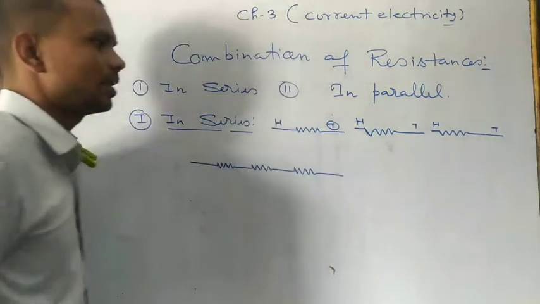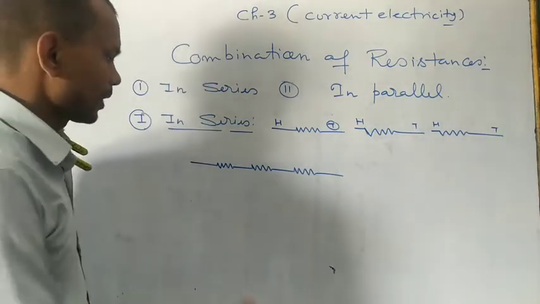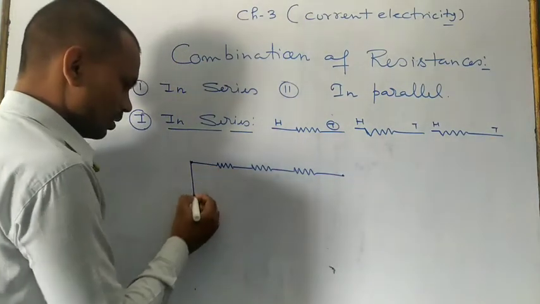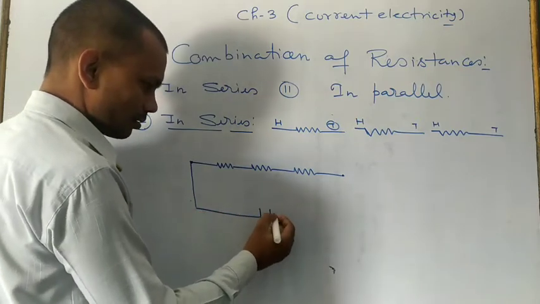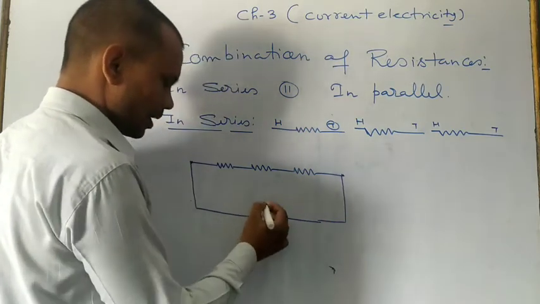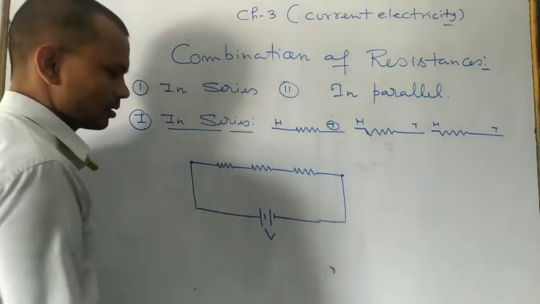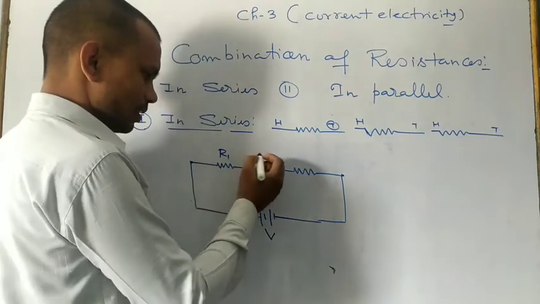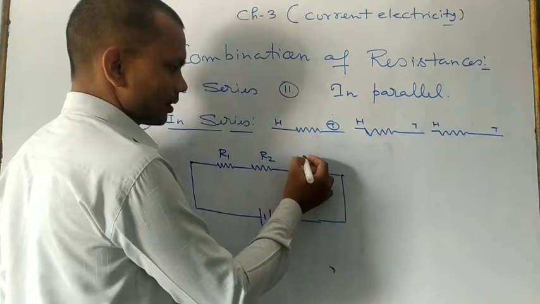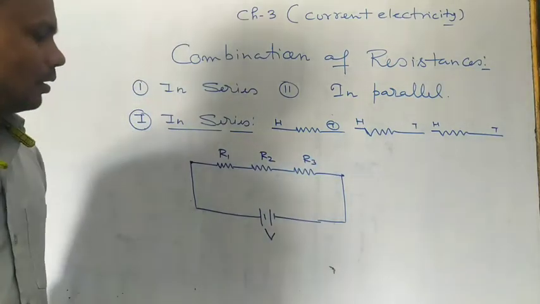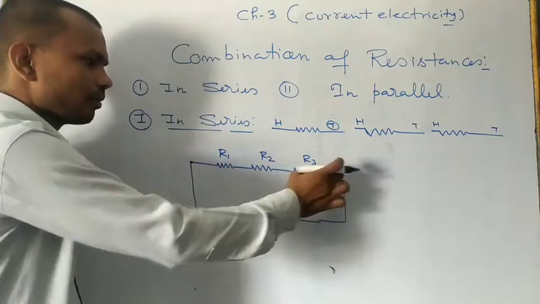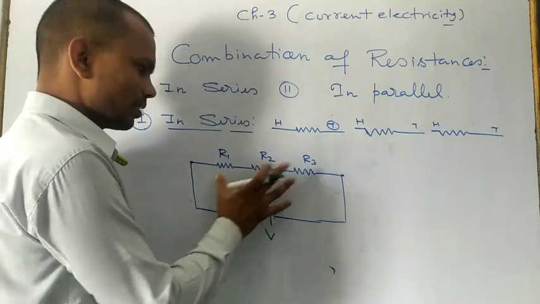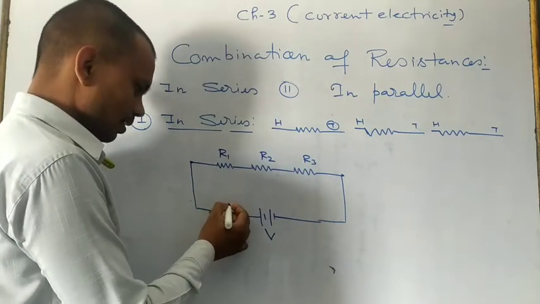Suppose we have three resistors, only three, and suppose this end and this end are connected with any source. Suppose we are connecting a battery, or we are applying a potential difference across it. Suppose this is R1, the resistance of the first resistor, here this is R2, and then this is R3, right? So here, if you see, there is only one path to flow the electric current. Therefore, in all the resistances, the electric current flowing is the same.